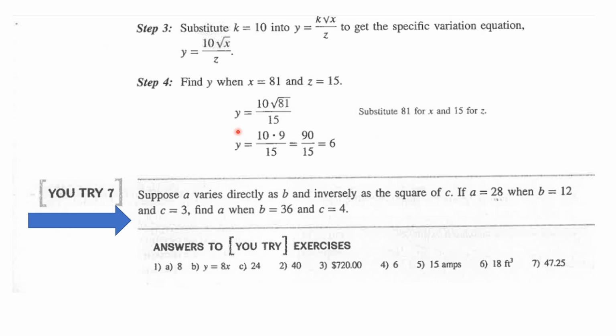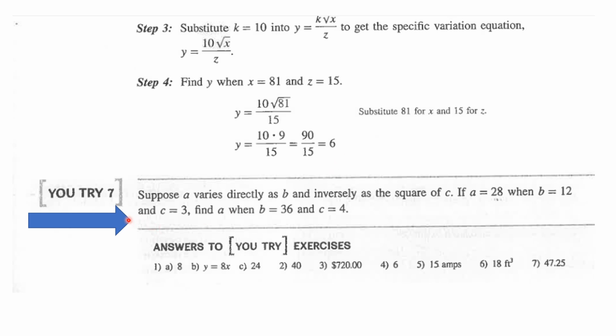Well, we just substitute this 81 for x and 15 for z. So we get y is equal to, we now know that k was 10, so y is equal to 10 times the square root of 81, all divided by 15. The square root of 81 is 9, so we get 90 over 15, and so y is 6.